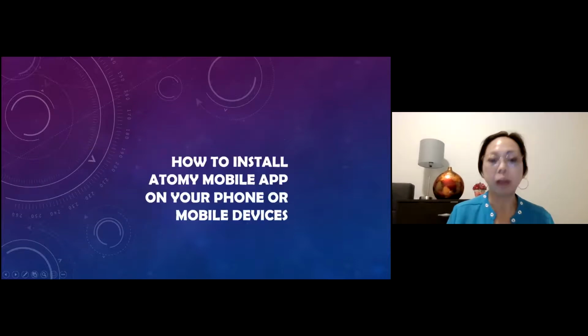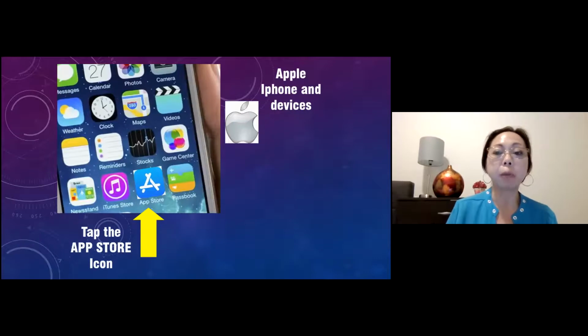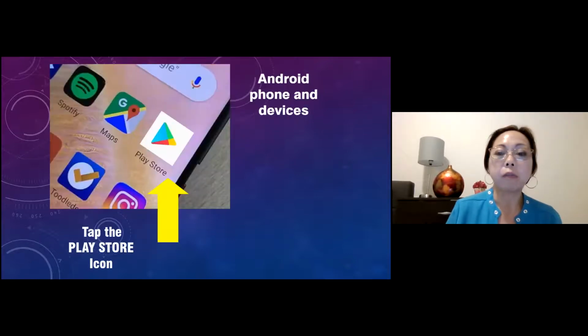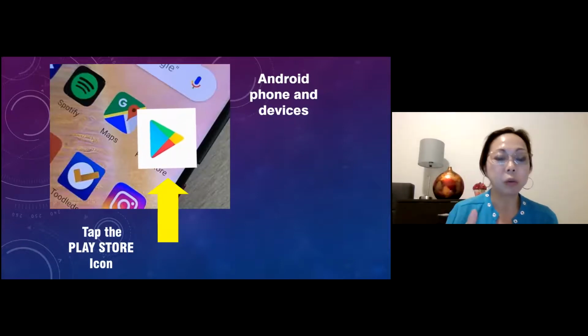So let's begin. How to install the mobile app on your phone or mobile devices. For Apple or iPhone devices, and you could do this for iPad too, there is the App Store. You click or tap on that App Store icon. And for Android phones or devices, you go to the Play Store. Either of these two, whatever your mobile device is, that's your go-to to get the Atomy mobile app.